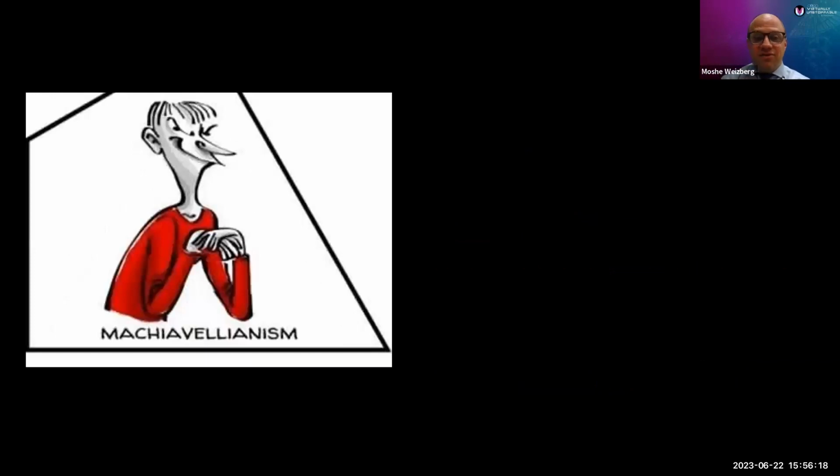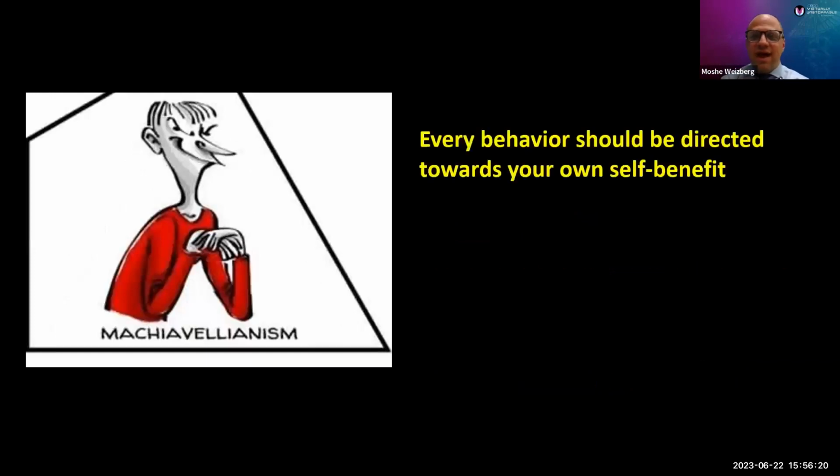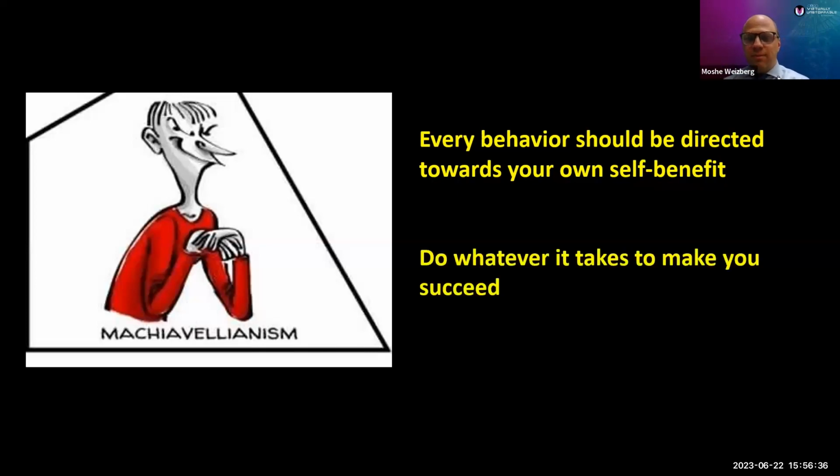The second of the dark triad is Machiavellianism. And this, in this context, means that they believe everything they do should be about their own self-benefit. And where they differ from the narcissist is Machiavellians believe it's okay to help other people, but only if it's going to benefit me at the same time. And these are people who are willing to do anything they need to succeed and get ahead and get the office that they're looking for, get the position that they're looking for.